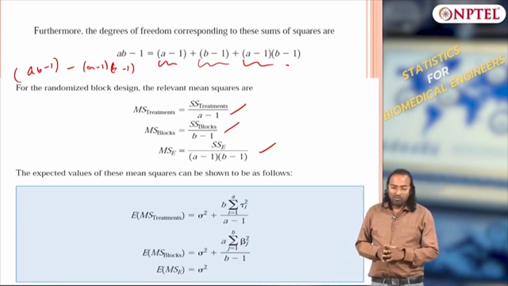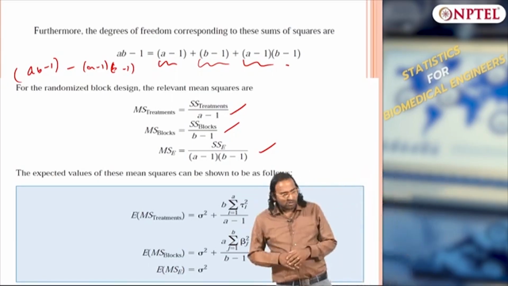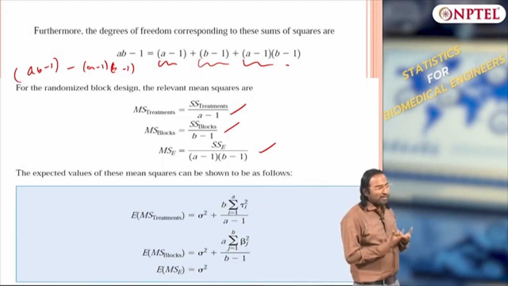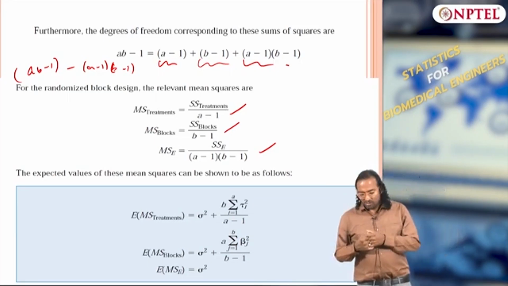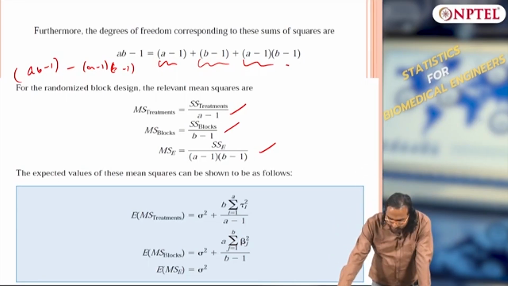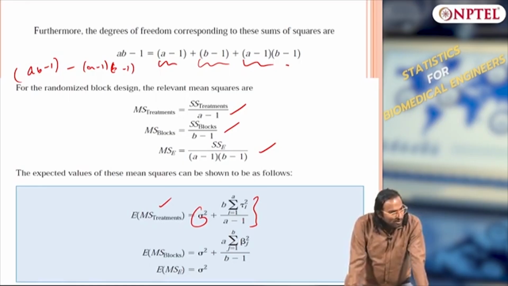Okay. Now the next step, I am again not deriving it here, I am just going to show you that whatever we have done in ANOVA will translate to RCBD as well. So what we have done in ANOVA is the expectation of mean square treatment, we derived it, it is sigma squared plus summation tau i squared. Okay, if you remember ANOVA, this is sigma squared plus summation tau i squared.